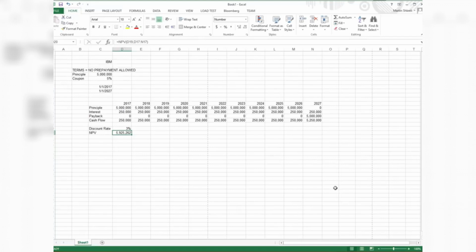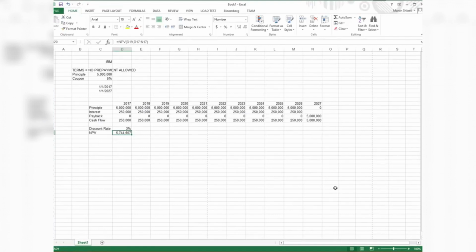We will get 10 payments of $250,000. We'll get a last balloon payment of $5 million. It's a 5% coupon bond, if that makes sense. So the total value we get is $5,744,657. And Martin, of course, how'd you get to 3%?